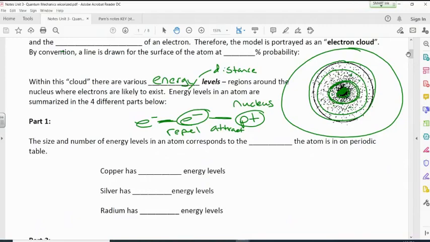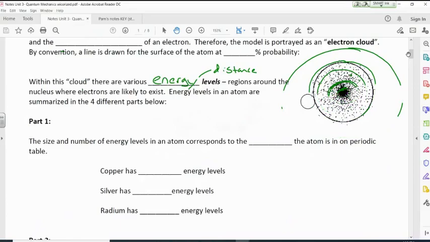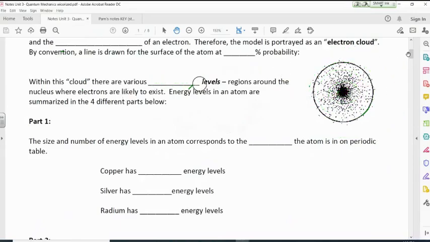All right, so now we're going to break down these 4 parts of energy levels that you will need to understand and be able to use.